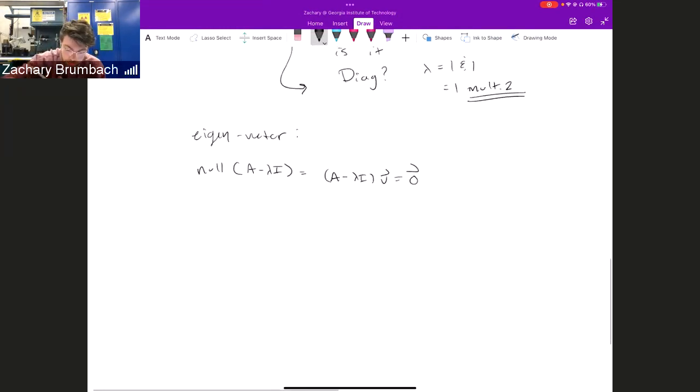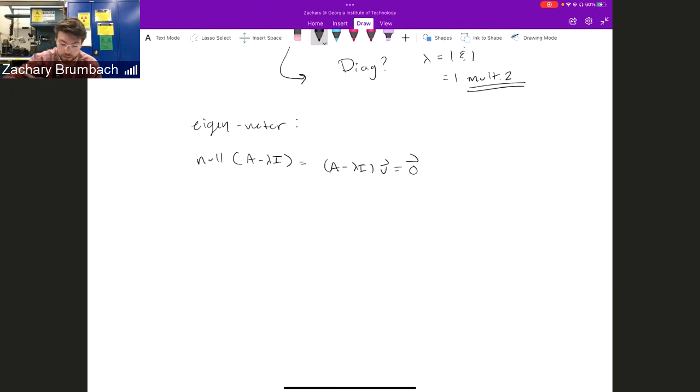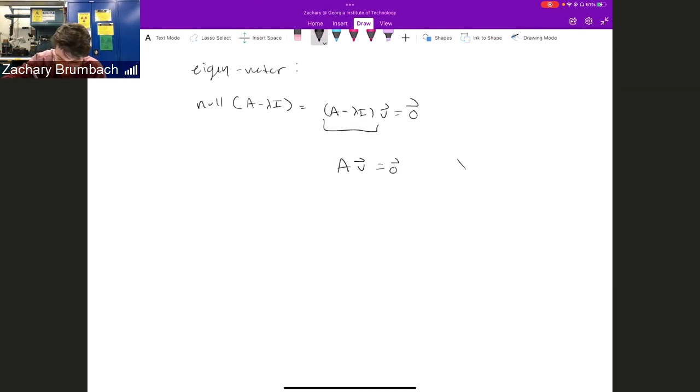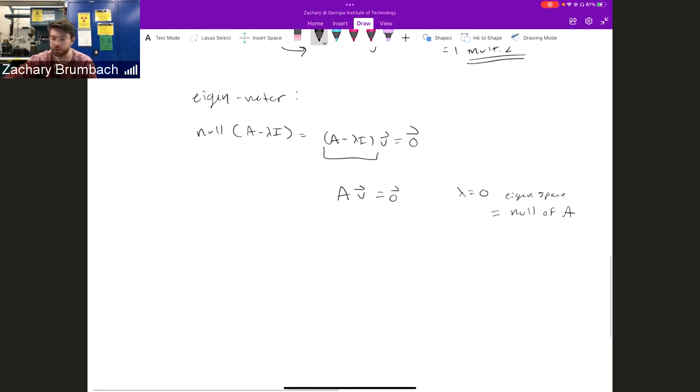This is also why, for an eigenvector to exist, we have to have a null space. Otherwise this whole equation can't happen. There's no way to get here if there's not a null space for that particular A minus lambda I. So if there is a null space off the bat, it's just Av equals 0. That corresponds to the 0 eigenspace, which is just your null space. Just a little sidebar about that.